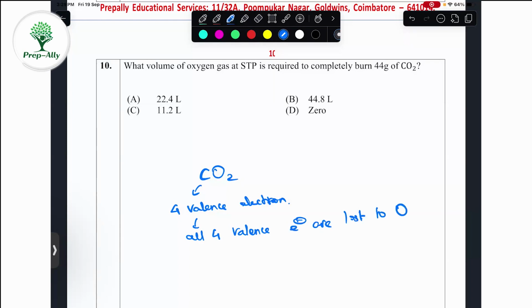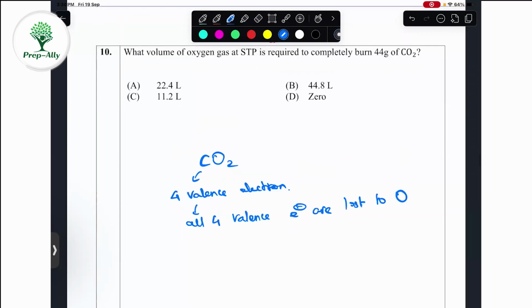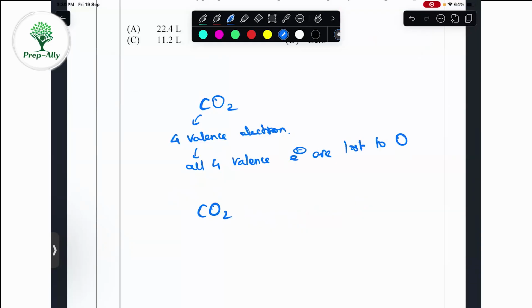lost to oxygen already. Two oxygens are there, each oxygen will get 2 electron from the carbon, so 2 oxygen will get 4 electron, right? So all 4 valence electron are lost by carbon. Then it can't be burnt, right? It can't get oxidized, right? CO2, no electron can be taken over this. What is burning? What is combustion? It is a reaction with oxygen, right? Oxygen cannot react with CO2 now to form some other compound.